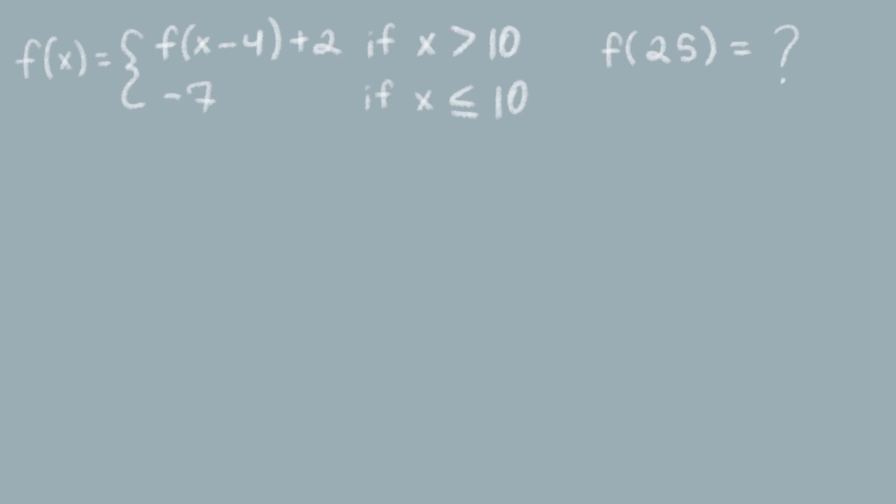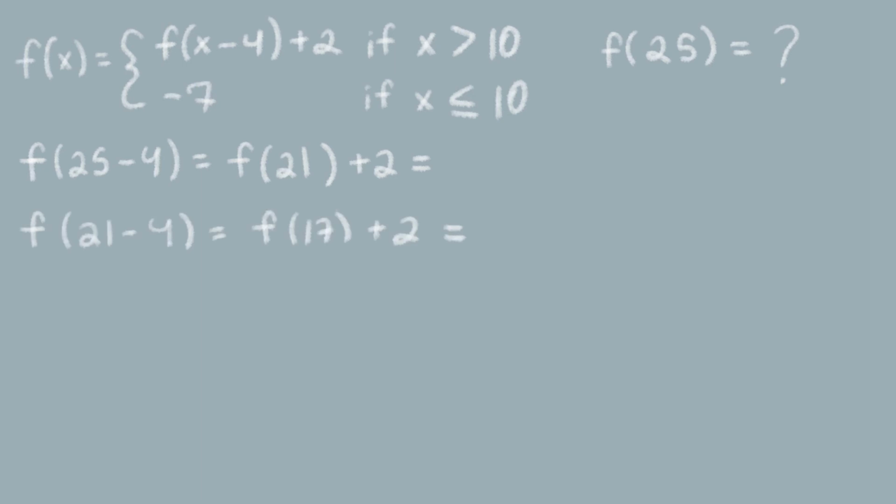Now, to solve the problem to get an answer to f of 25, we first need to plug in 25 in the top equation because 25 is greater than 10. We solve this to get f of 21 plus 2. We don't know what f of 21 is, but we can figure it out by plugging f of 21 into the top equation and solving to get f of 17 plus 2.